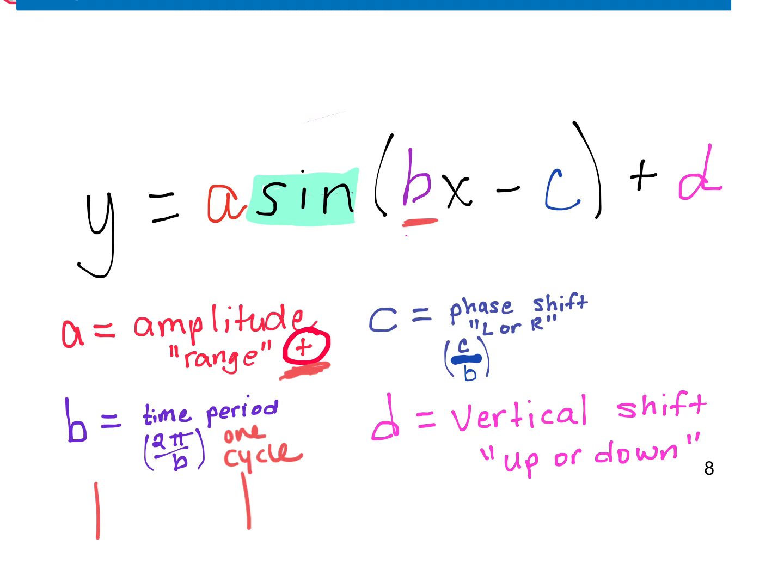C is our phase shift, so we would move left or right. C over b is our starting point. So if we move our graph to the left, we're no longer starting at 0 for our sine function. We start at whatever our starting point is. Is it the same rule that applies for the graph shifts that we did a while ago, where if it's negative, you move to the right, and if it's positive, you move to the left? Yeah, because it's minus c. So this phase shift affects the x-axis, left or right.